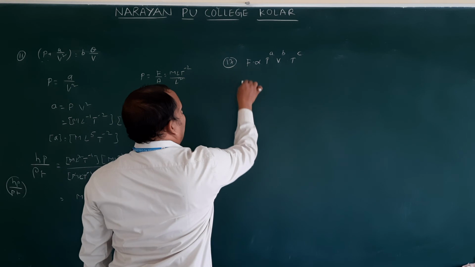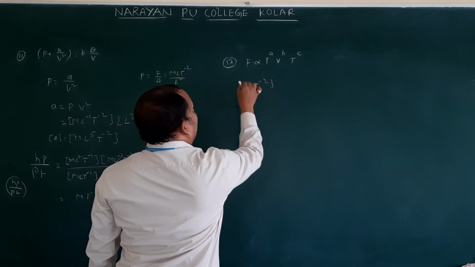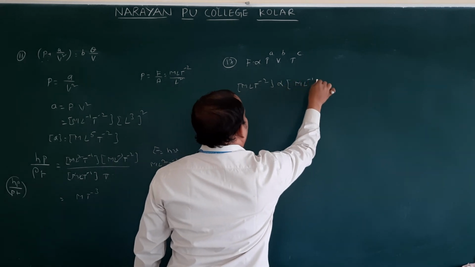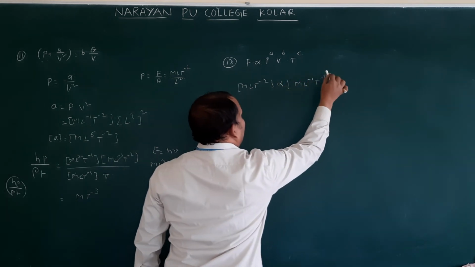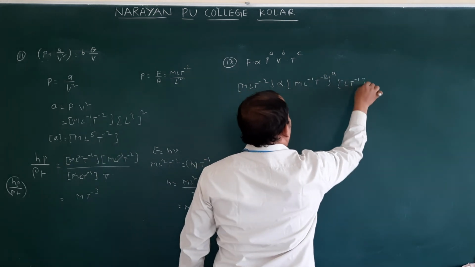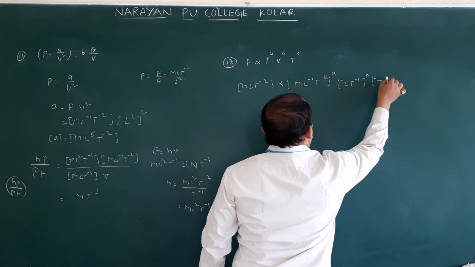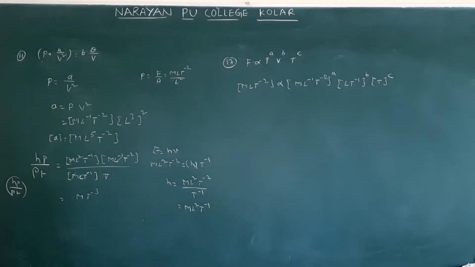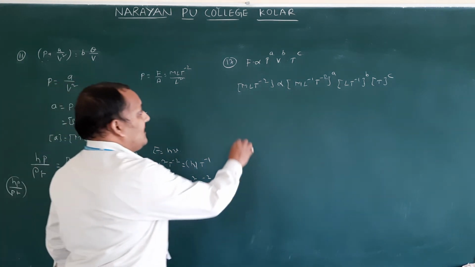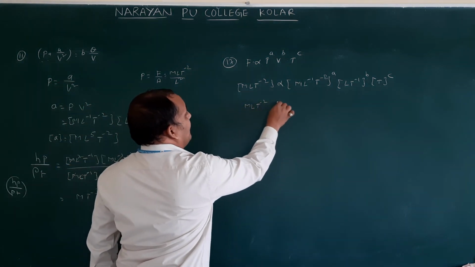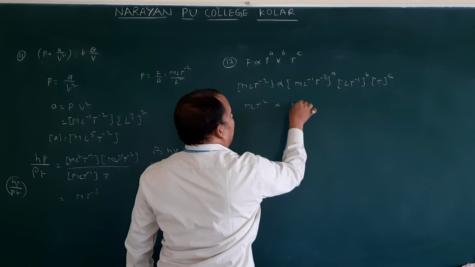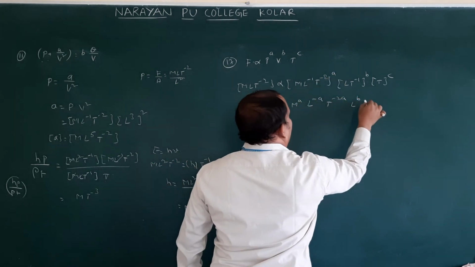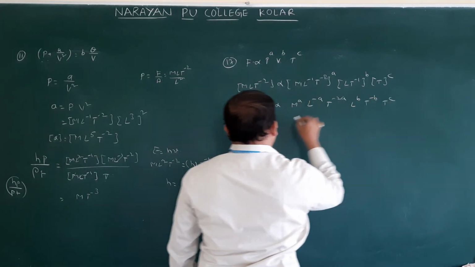The force dimension formula M L T power minus 2 is directly proportional to the pressure dimension formula M L power minus 1 T power minus 2, the velocity dimension formula L T power minus 1, and the time dimension formula T only. So M L T power minus 2 equals M power a, L power minus a, T power minus 2a, L power b, T power minus b, T power c.